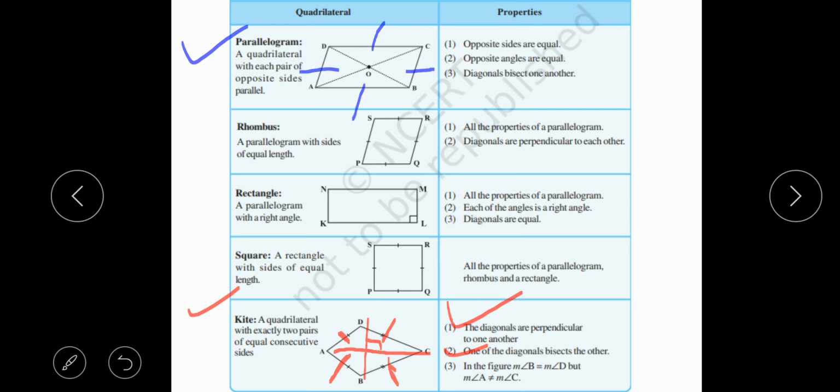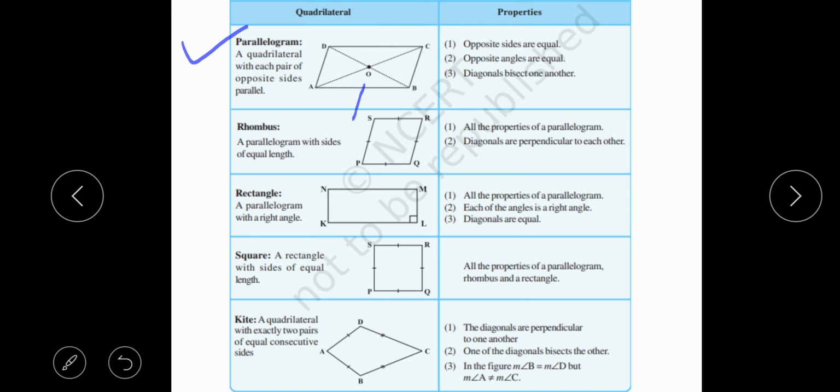And third one, that is M angle B. If it is written M angle B, then how to read this? Measurement of angle B. So the measurement of angle B should be equal to the measurement of angle D, but the measurement of angle A is not equal to the measurement of angle C. Again, see here in a kite, the measurement of angle B is equal to the measurement of angle D, but the measurement of angle A is not equal to the measurement of angle C.